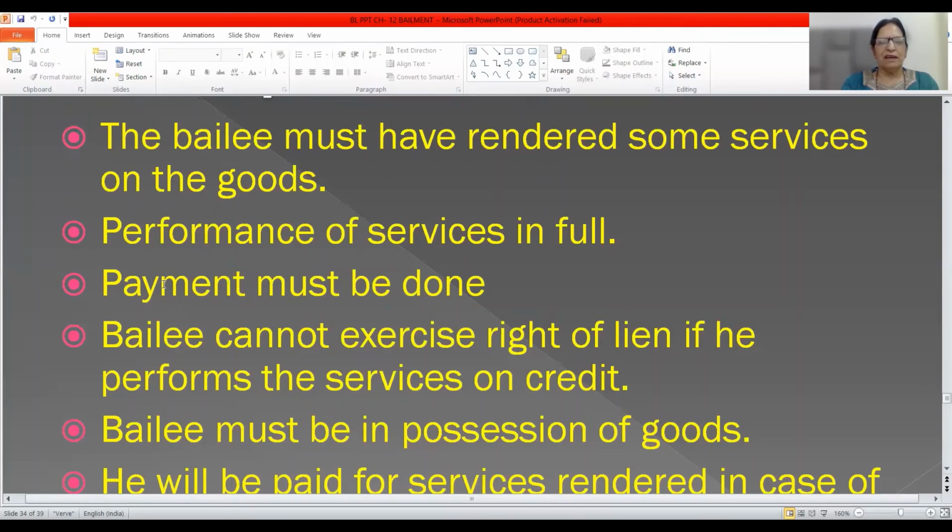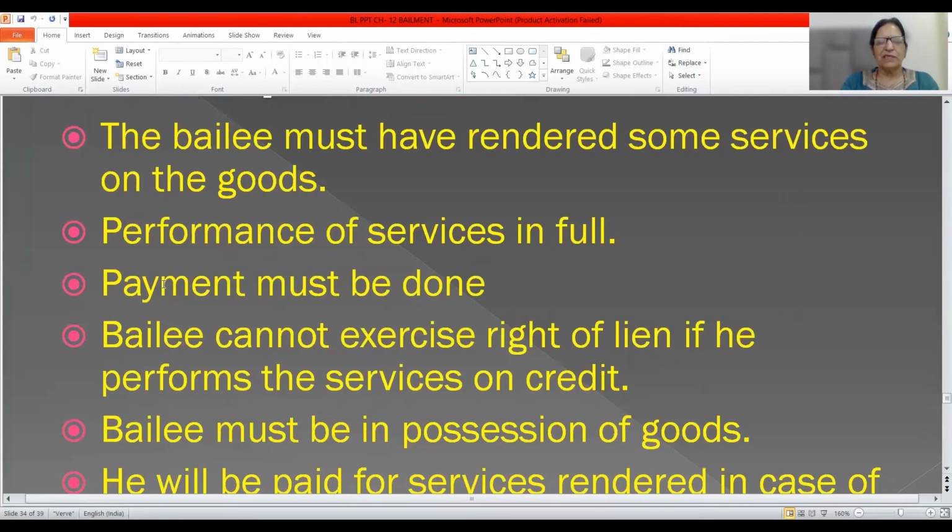Payment must be done. Bailee cannot exercise right of lien if he performs the services on credit. If he has allowed credit, say the bailor said to the bailee, I'll make you the payment after 1 month, and the bailee has given his consent, then in that case, bailee will not have the right to exercise his right of lien.